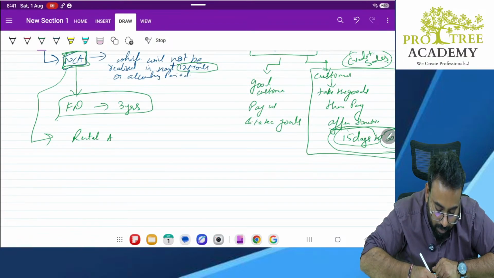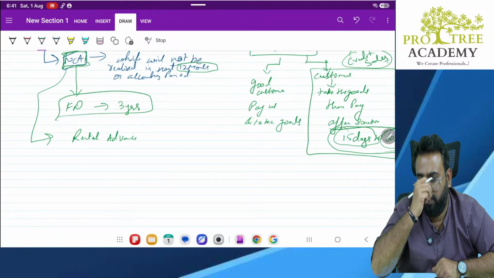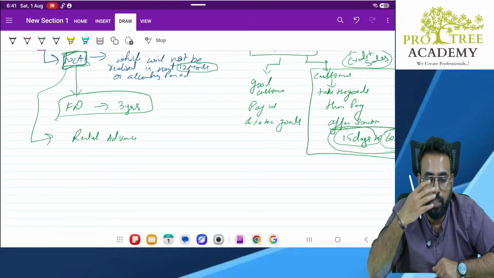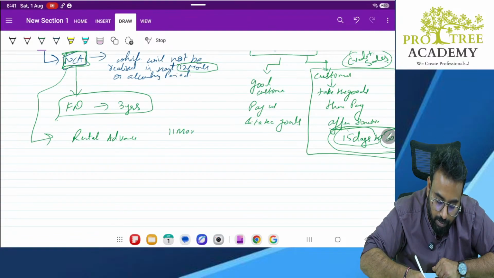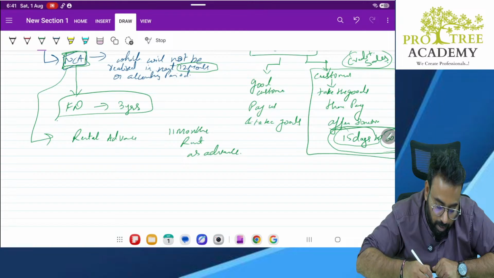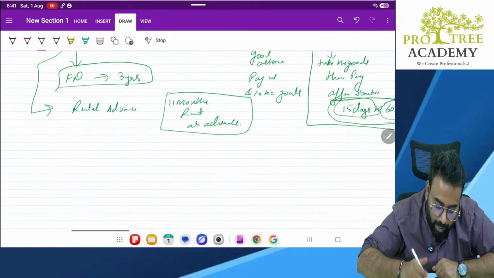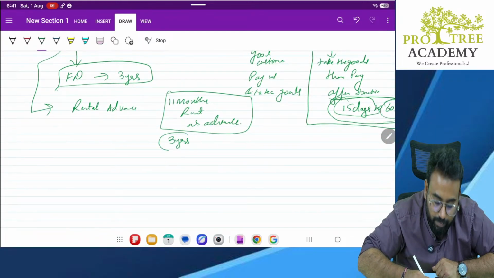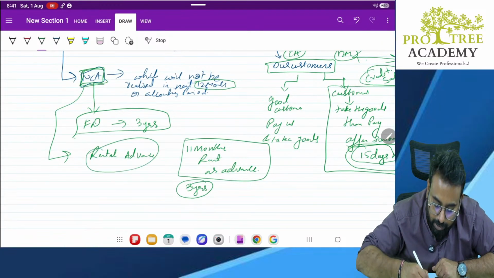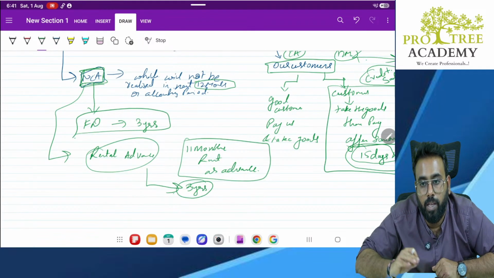Okay. Next, one more example. Rental advance. You give rental advance, sir? Whenever you take a property as a tenant, the owner or the landlord will ask you to pay some money as advance. Usually it is 11 months rent as advance. Now, if you make a rental agreement for 3 years, your rental advance is stuck for 3 years, correct or no?